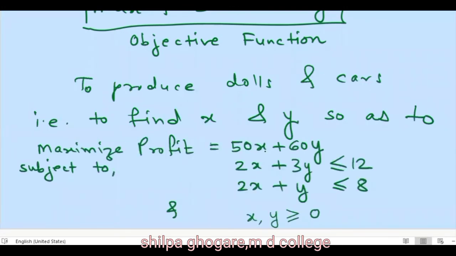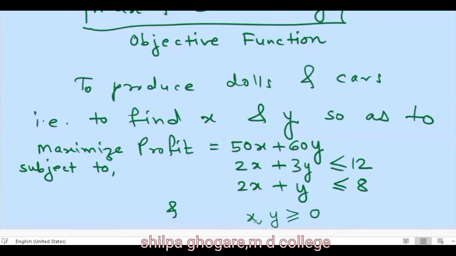Maximize profit is equal to 50x plus 60y subject to the two linear constraints: 2x plus 3y less than or equal to 12, 2x plus y less than or equal to 8. And we also have, x is number of dolls, y is number of cars. You cannot produce a negative number of dolls and cars, and therefore the values of x and y have to be greater than or equal to 0. This particular condition is known as the non-negativity constraint.